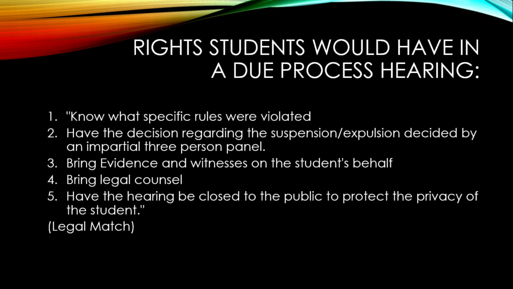Rights students would have in a due process hearing: know what specific rules were violated; have the decision regarding the suspension or expulsion decided by an impartial three-person panel; bring evidence and witnesses on the student's behalf; bring in legal counsel; and have the hearing be closed to the public to protect the privacy of the students. Due process is supposed to help anyone with legal rights, and they have the right to know why they were not given an education.